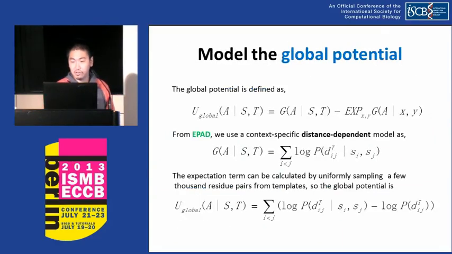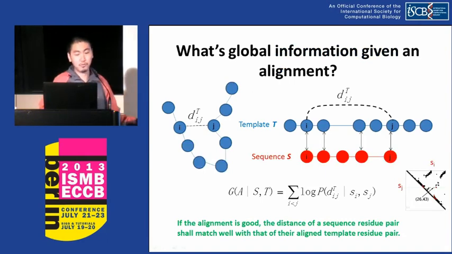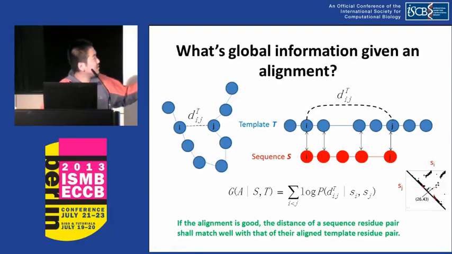So now let's go into the global potentials. EPAD is a context-specific distance-dependent model to calculate the probabilities among the two aligned positions of S and T. We can use these pictures for good illustration. Suppose this is a protein structure template whose 3D structure is already known, and suppose i and j are the two aligned positions here, and we know their distance d_ij.